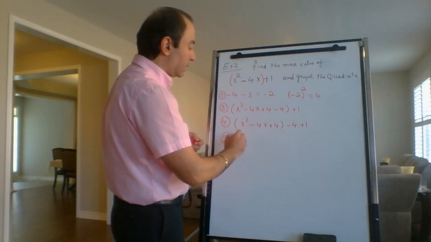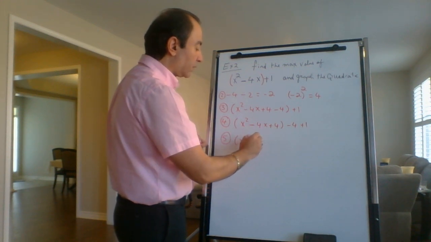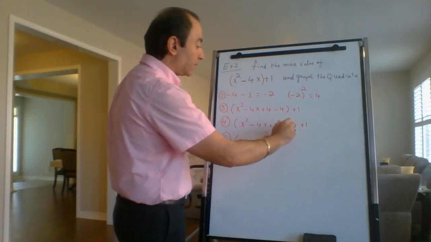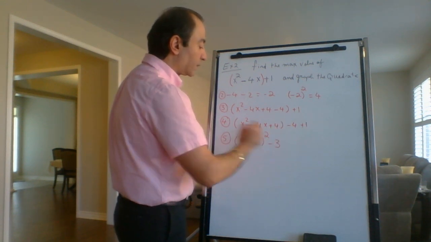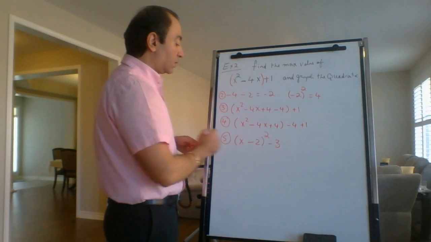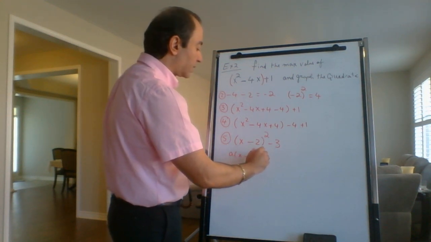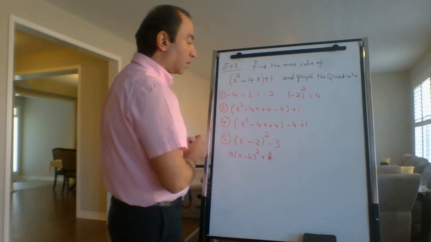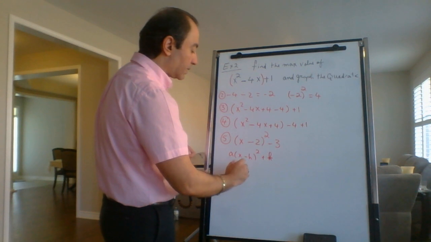So we can say square root of the first, sign of the middle, square root of the third, and we put a square here. Then we combine those. So negative 4 plus 1 is negative 3. Now this is in the form of a(x minus h) squared plus k. What is h? It is 2. What is k? It is negative 3.